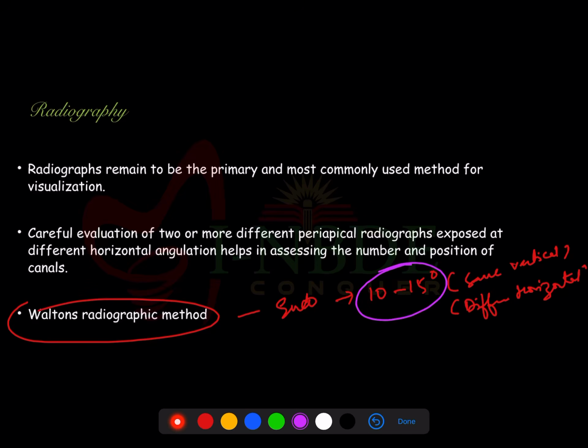When you change the horizontal angulation by 10 to 15 degrees, you can see overlapped structures. For example, in one situation there may be two canals present on the distal root of the mandibular molar that overlap, but once you change the angulation, they can be seen as two. That is the main use of Walton's radiographic method. So make a note: always try to take more than two radiographs. More than two radiographs are mandatory, with different horizontal angulations maintaining the same vertical angulation. Same vertical and different horizontal. Very important.